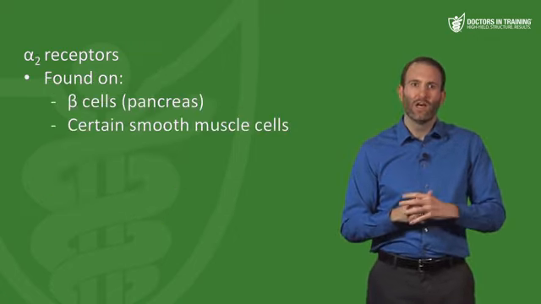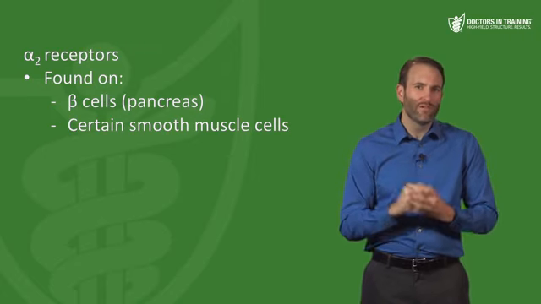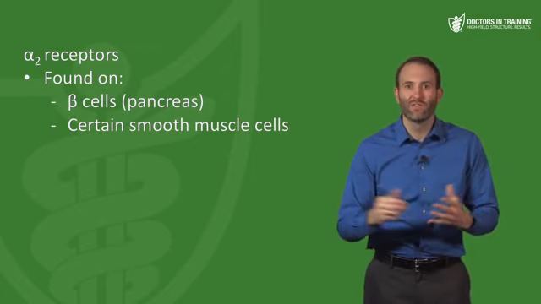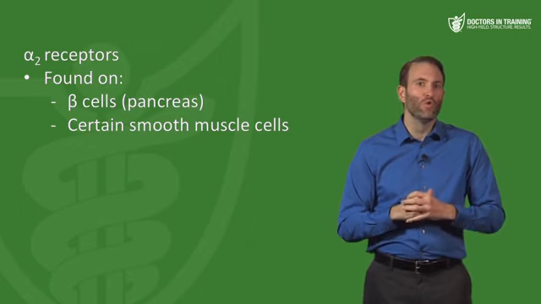Those are a bit different. You only find alpha 2 receptors on just actually a few organs, things like the beta cells of the pancreas and on certain smooth muscle cells.